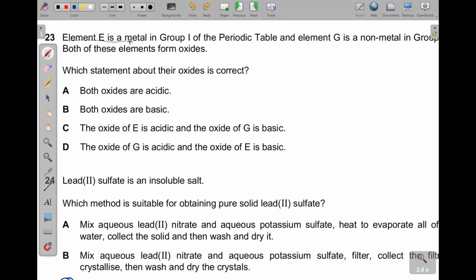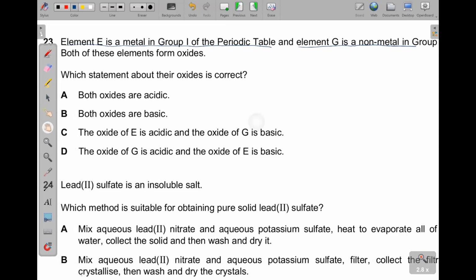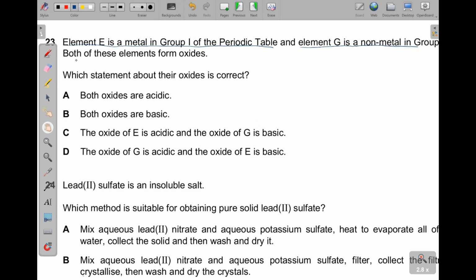Question 23. Element E is a metal in group 1 of the periodic table, and element G is a non-metal in group 7. They are saying that both of these elements form oxides. If a group 1 element forms an oxide, the oxide has to be basic. When you dissolve the oxides of group 1, you form hydroxides, and these are alkaline solutions, you see. So these are basic oxides, and then nonmetals form acidic oxides.